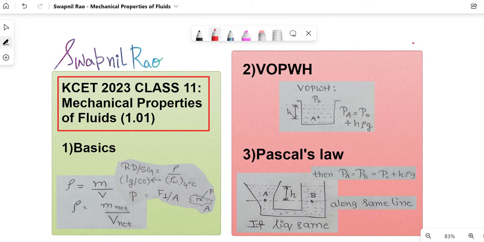Today's topic will be mechanical properties of fluids, and as you can see in the bracket it says 1.01, which means approximately one question has come every year. So yeah, this is quite an important chapter. And another thing is, under this there would be fluid statics, fluid dynamics and surface tension, which means there will be many topics. However, this chapter is not as huge as you might think, but yeah, there are many topics.